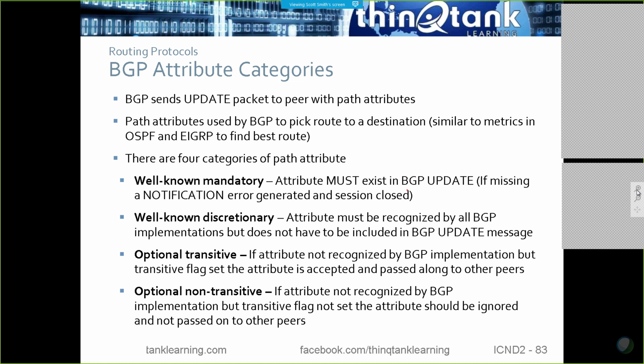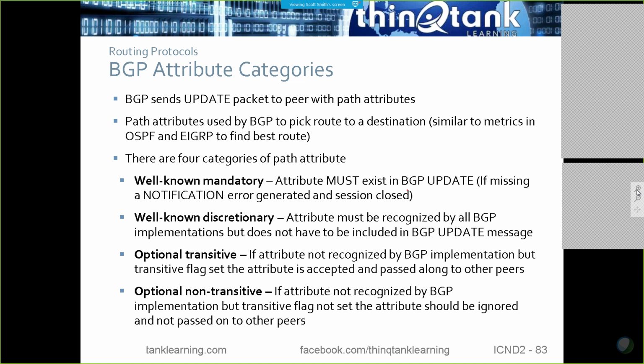Then we have this attribute type called well-known discretionary. This attribute must be recognized by all BGP implementations, but does not have to be included in an update. That's what well-known means. Everybody needs to understand the attribute, but discretionary means you may or may not decide to share that information. All right? So well-known mandatory, there's probably about 3 or 4 attributes that are well-known mandatory. There's probably about 3 or 4 attributes that are well-known discretionary. Optional transitive versus optional non-transitive.